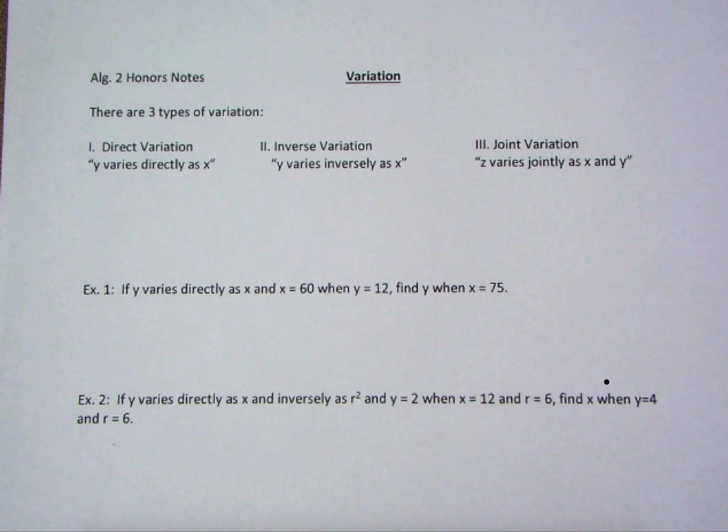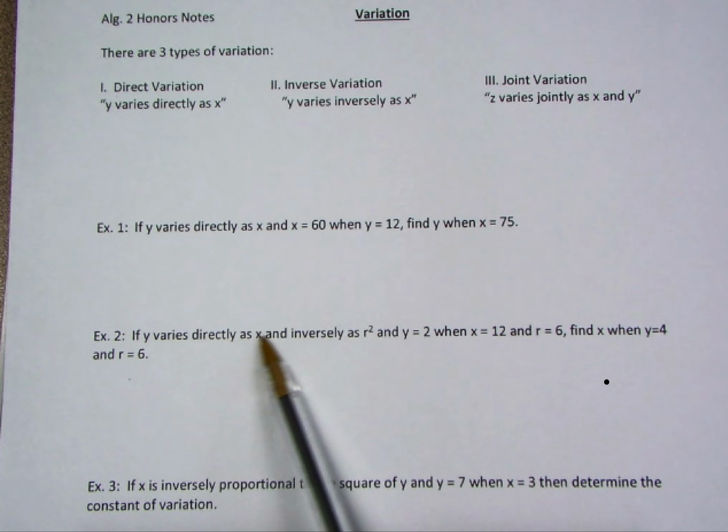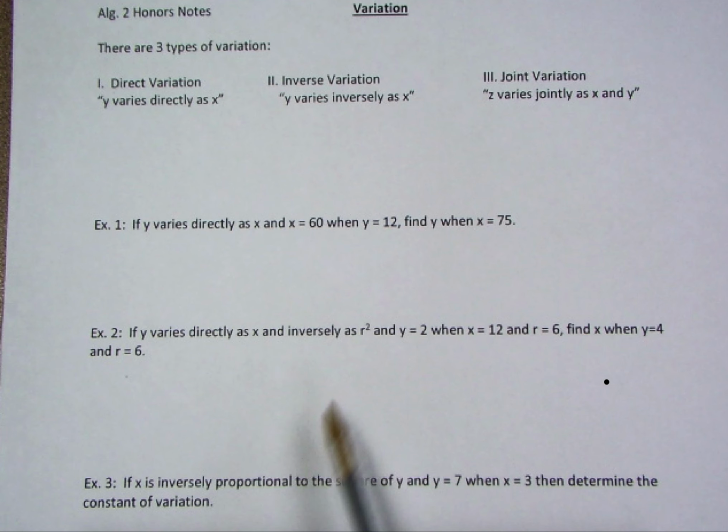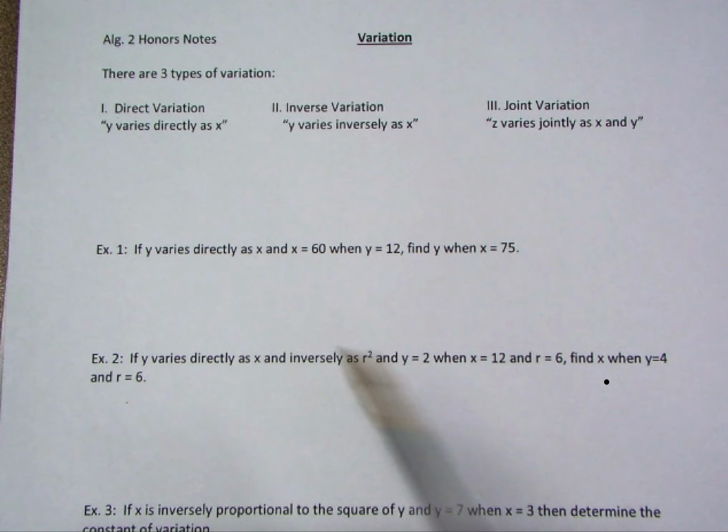So let me explain what's going to happen here, okay? The problem is always going to tell you how the variables relate to each other. For instance, it says y varies directly as x. Y varies directly as x and inversely as r squared. X varies inversely to the square of y. So the problem's always going to start by telling you how the variables relate. Our job is to create the equation from how they're telling us the variables relate.